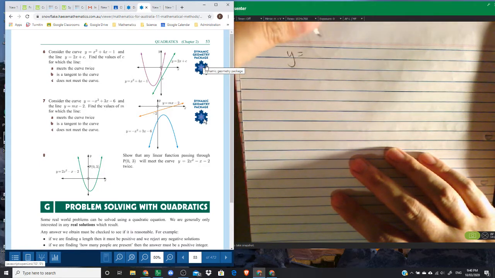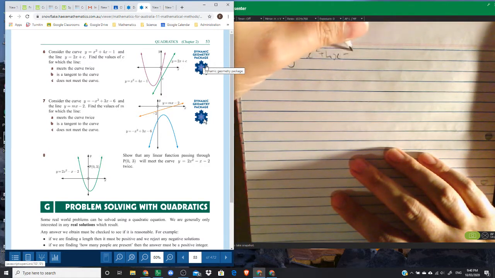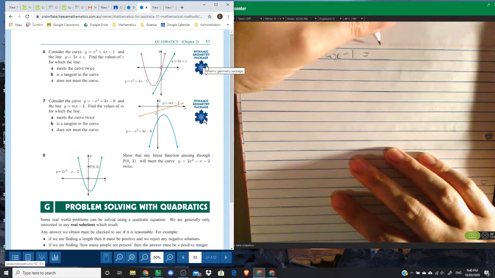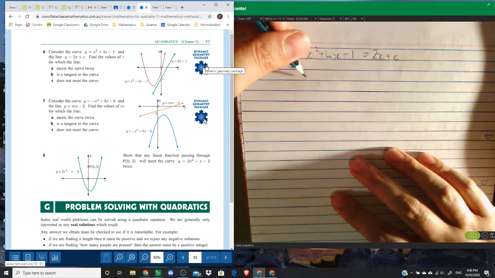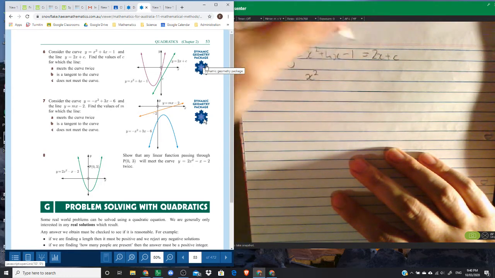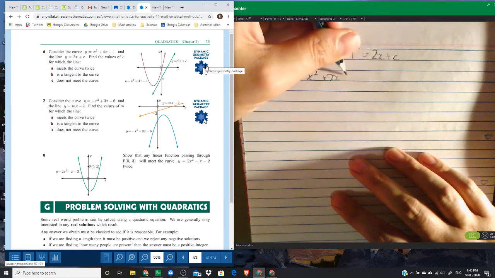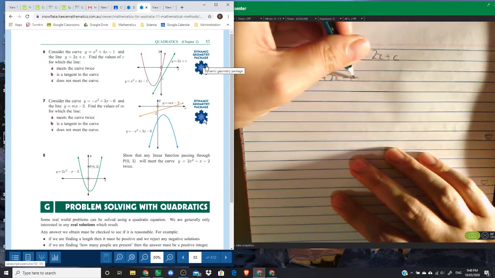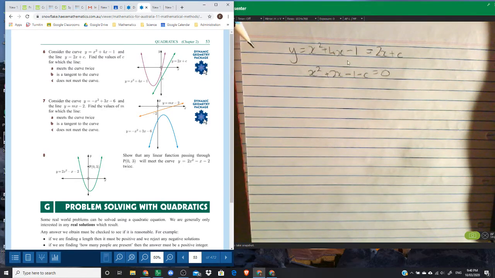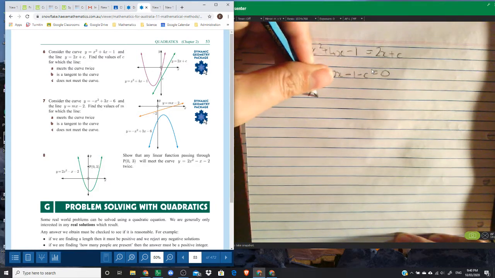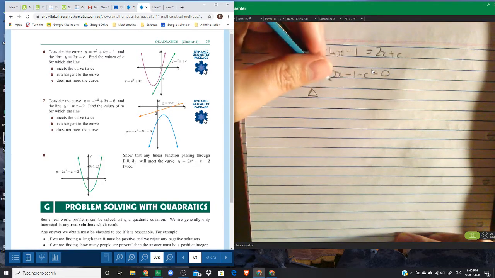So we say y equals x squared plus 4x minus 1, and we're going to equate that to the line, because we want to see where the lines meet. Now we bring everything across to the other side: subtract 2x, and then we have minus 1 minus c equals 0. Whenever you've got a quadratic equation and you bring everything across and equate it to 0, the discriminant tells you the circumstances where you see 1, 2, or no solutions.